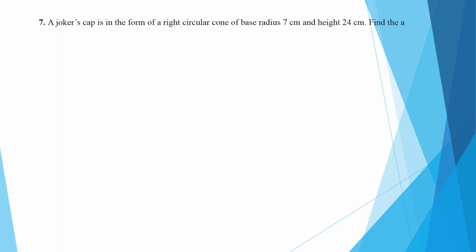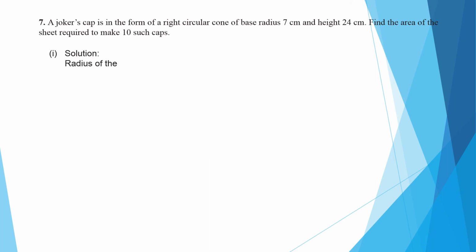After this, we will do the next question, that is question number 7. One joker cap is there. You all have seen a birthday cap, in the same way a joker cap is also there, which is in the form of a right circular cone. Now this cap, whose radius is 7 centimeter and height is 24 centimeter. We need to find the sheet area required for making 10 such caps. We need to calculate curved surface area. So let's begin the solution.